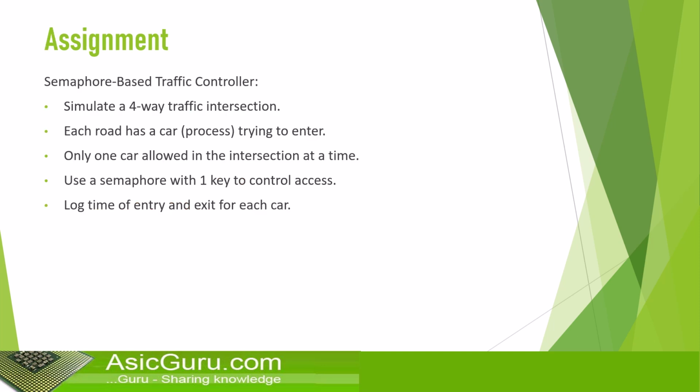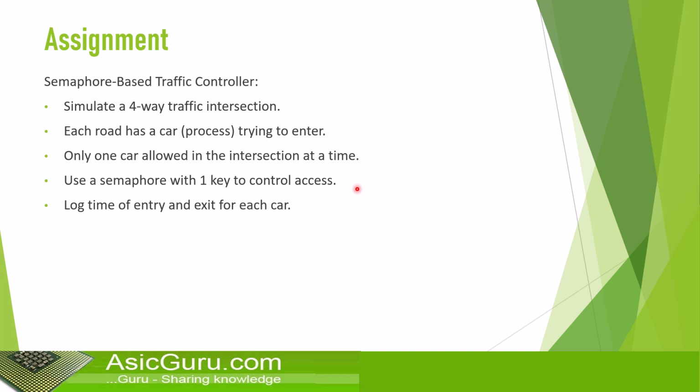Now let's move to an assignment based on Semaphore. For this assignment, you need to imagine a four-way traffic intersection where each of the four ways has a car and it is trying to enter. But only one car should be allowed in the intersection at a time.